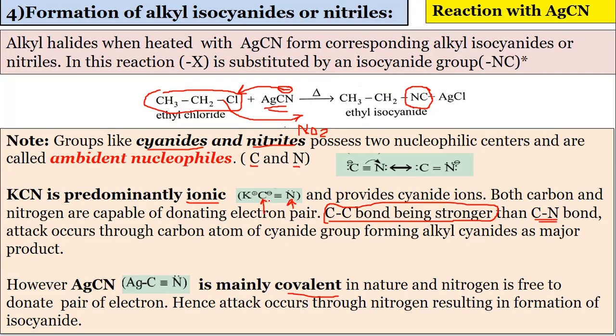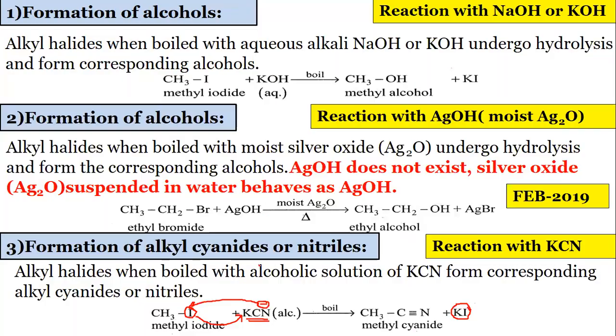So attack occurs through this carbon. In case of KCN, attack takes place with carbon. I am explaining this example. Why is the carbon-carbon bond formed? Because the C-C bond is stronger than the C-N bond. Try to understand. This is the reason why we get RCN here.